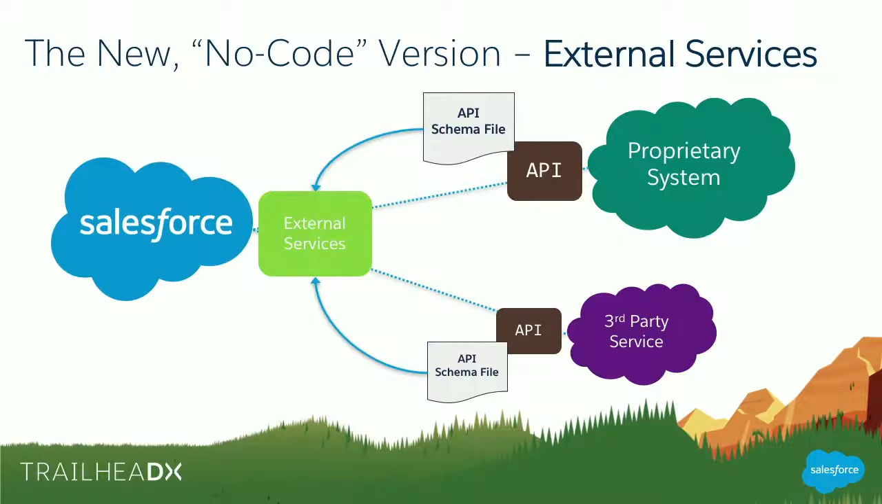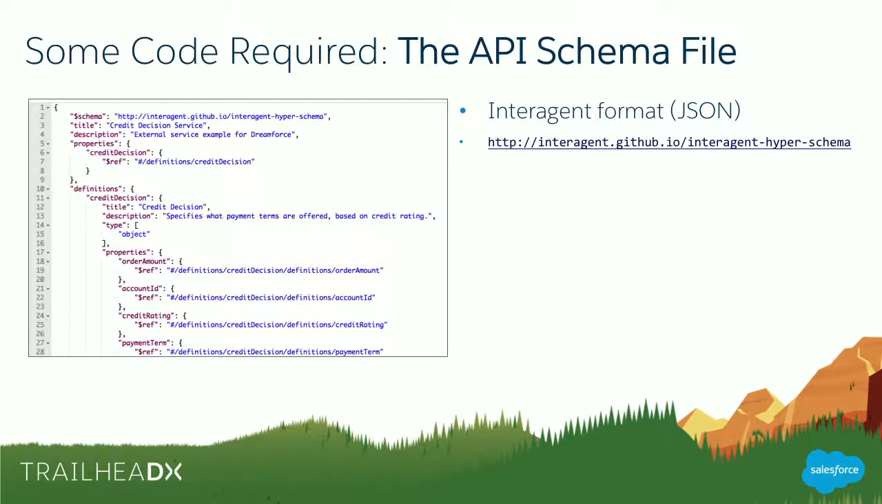So this is the new no-code version. But as I mentioned, it's not exactly no-code because you do need the description file, the schema file, and the schema file is code. So it is JSON formatted. Right now, currently in the beta, it supports a format that's familiar to Heroku called the Interagent format. Interagent's not super widely adopted, but there's a hyperlink here that has more information about the Interagent schema, so you can learn more about that. And I'm going to talk in the roadmap about supporting different schema file version formats in the future.